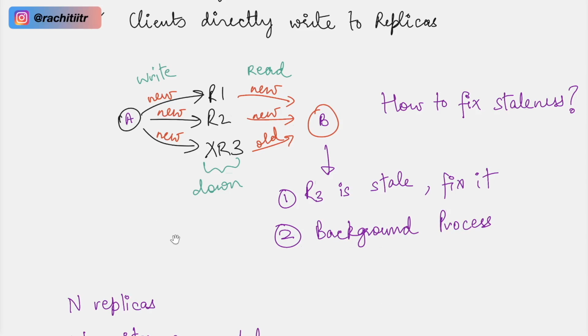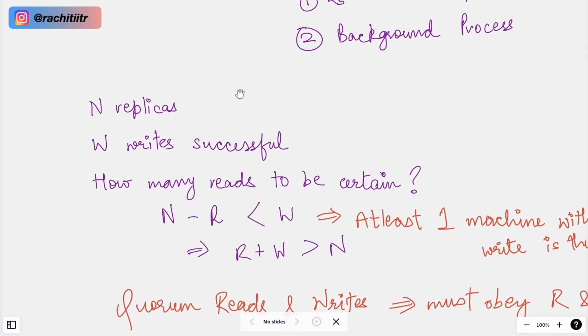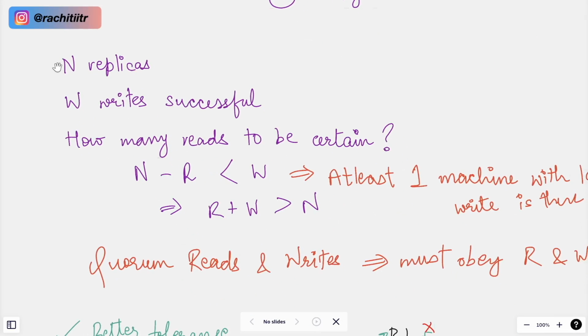However, it is very important to understand how many writes should be successful and how many reads should be successful for us to have a 100% guarantee that we are maintaining durability and reading the latest values and not the stale values. So we can do some math, and let me explain very easily what happens. Let's say you have n replicas with which every write or read communicates. Out of those n replicas, let's say W writes were successful.